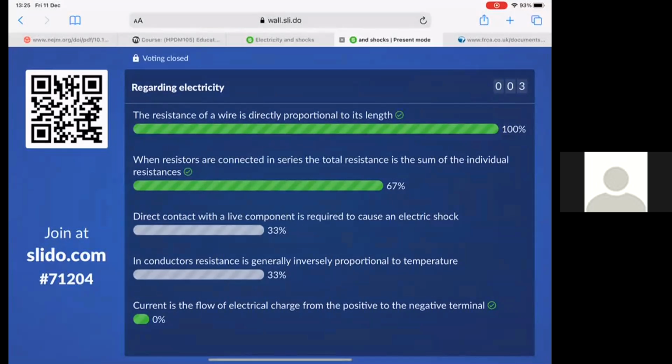Great. Direct contact with the live component is required to cause an electric shock. I think that's false. Coming on to why? Just going to jump. Okay, yeah. So you have sparks, static, that sort of thing. Any other reasons why that's false? Because you might touch the wire which is connected to a live component, so you're not technically directly touching it, but you're touching its current. So the other thing I'm getting at here is capacitive coupling.